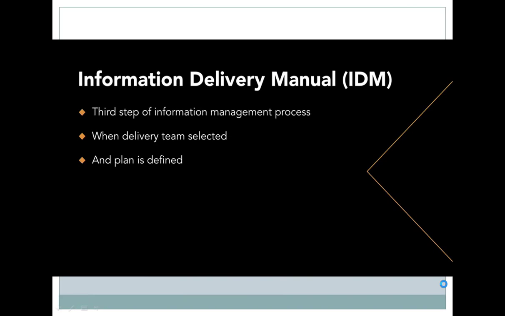An Information Delivery Manual, or IDM, is developed during the third step of the information management process, when the delivery team is selected and a plan is defined. The IDM is then used throughout the design and construction phase of the project.